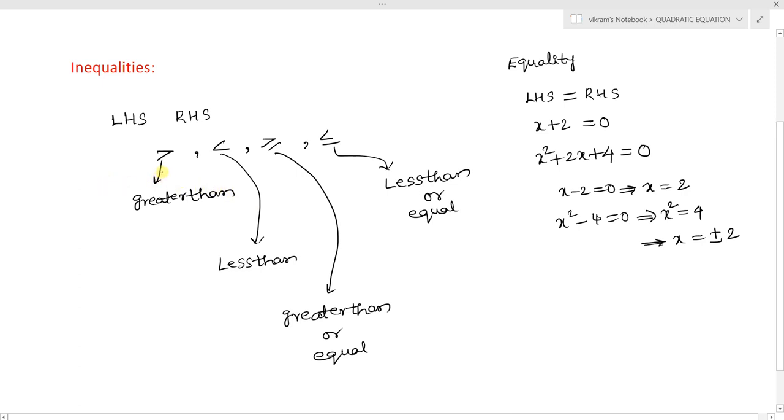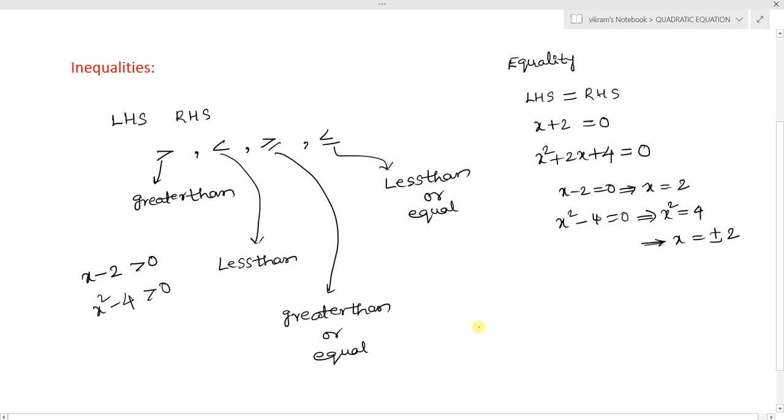For example, x minus 2 is greater than 0. Here, x minus 2 greater than 0 is an inequality. Similarly, x square minus 4 is greater than 0, which is also an inequality. Inequalities can be in variables or in numbers. All these symbols check for the truth of the statement.